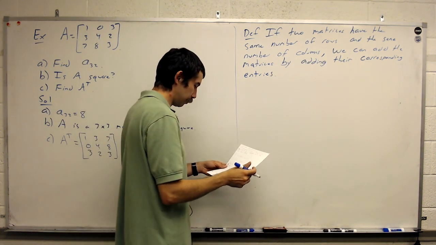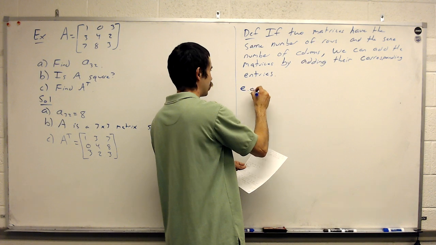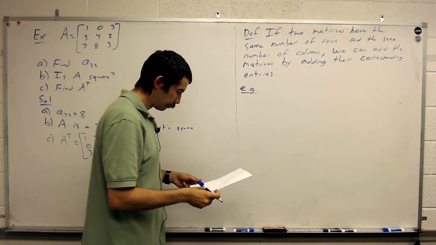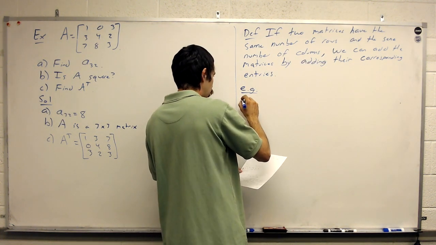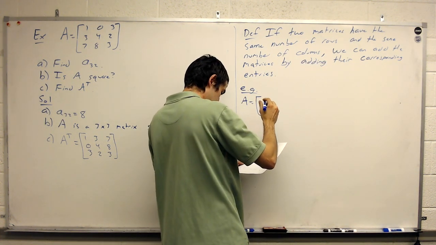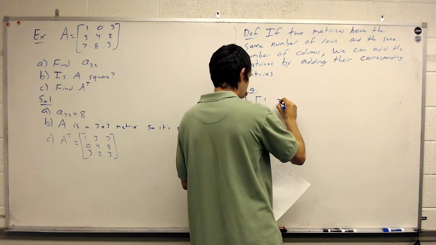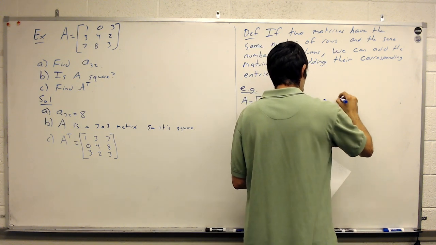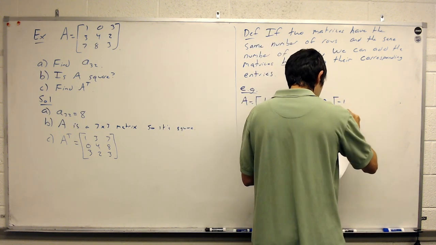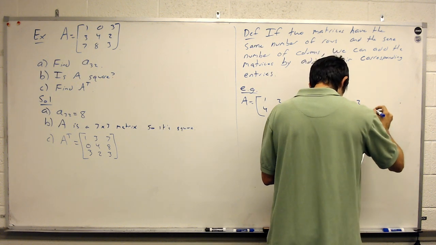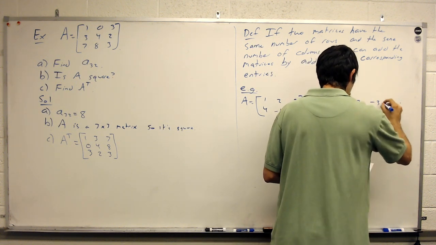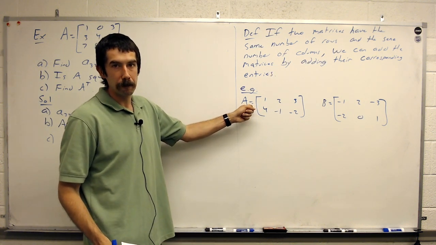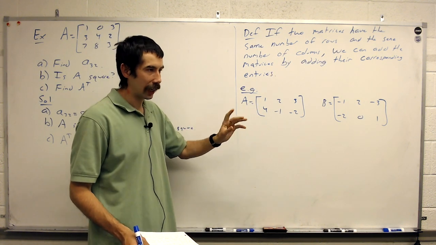All right, so for example, and I know I wrote just, we could add, but subtract as well. So if A is the matrix 1, 4, 2, -1, 3, -2, and B is the matrix -1, -2, 2, 0, -3, 1. These are both 2 by 3 matrices. So they can be added or they can be subtracted from each other.